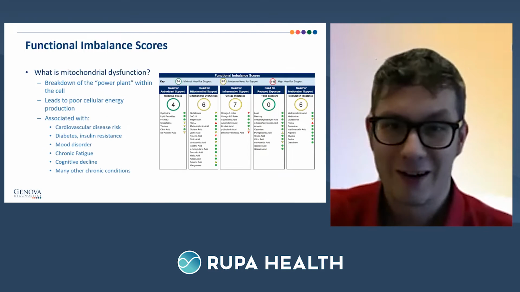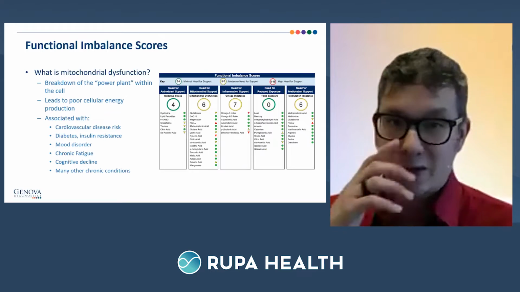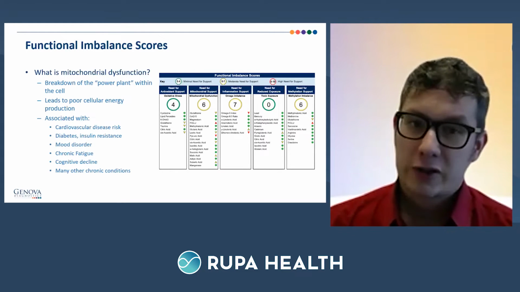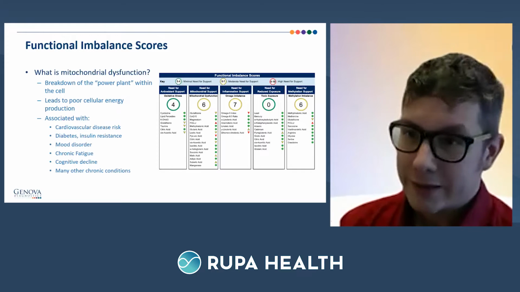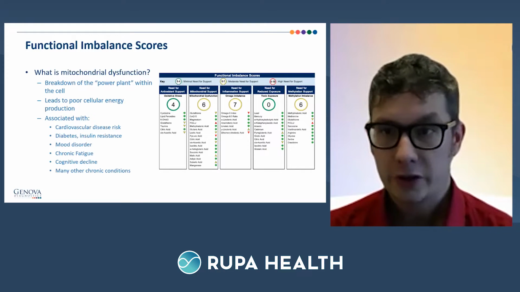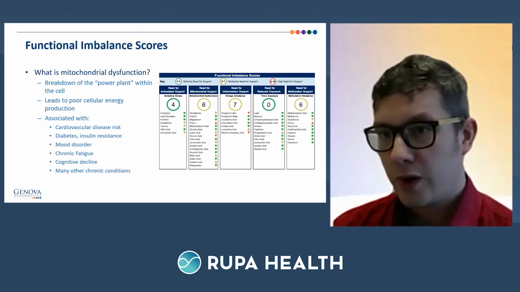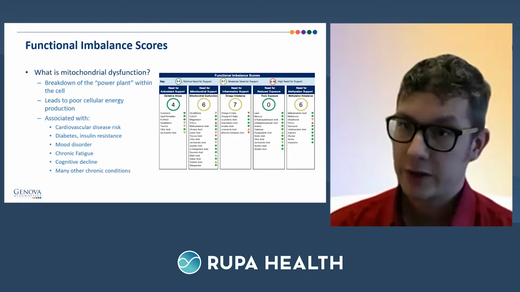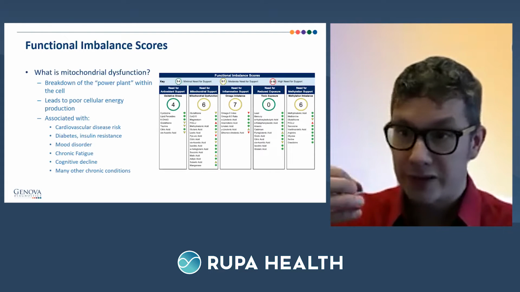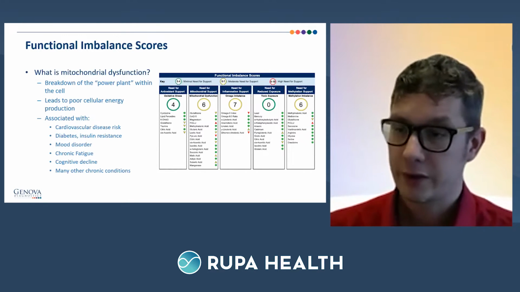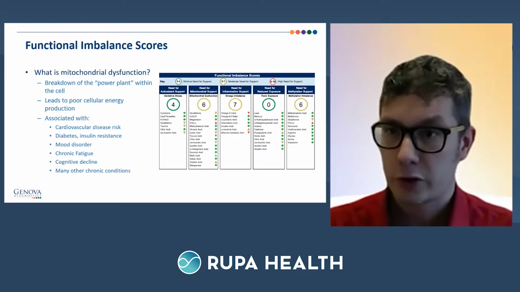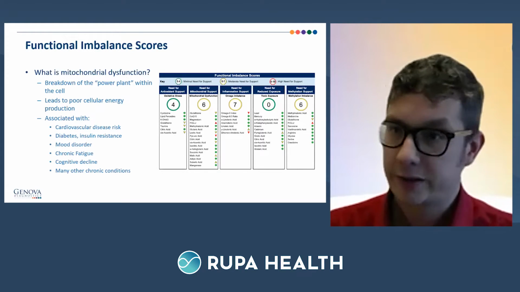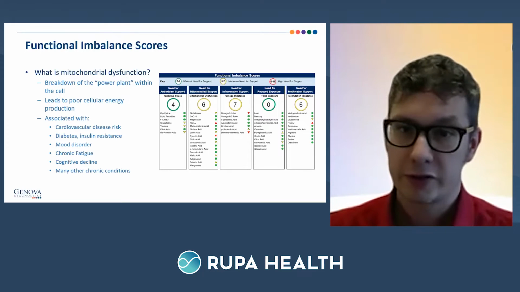Another separate webinar. So when we look a little bit closer at these functional imbalance scores, I think here's a great time to ask the question and talk a little bit about what is mitochondrial dysfunction. Okay, so if we start with what is the mitochondria, this is an organelle within cells, right? It's a subsection within each one of your cells, and it's responsible for creating energy. It creates energy in the form of ATP. That's its main role.